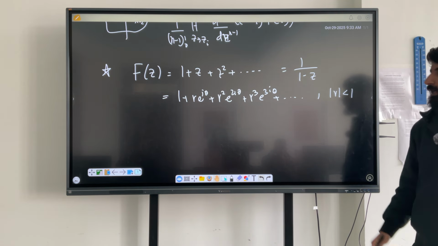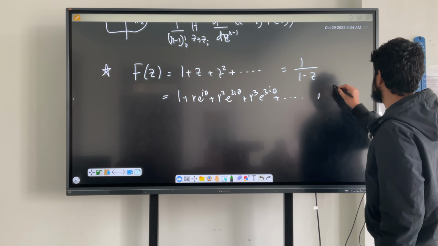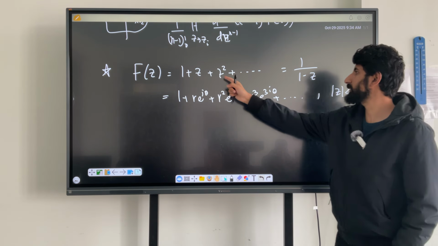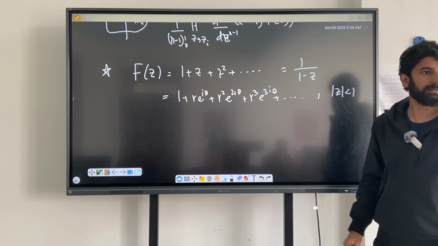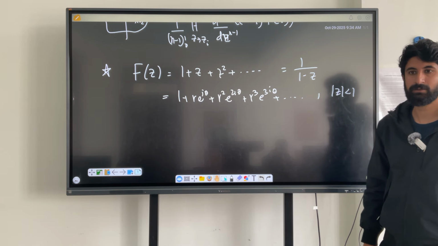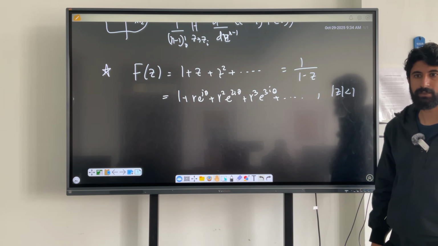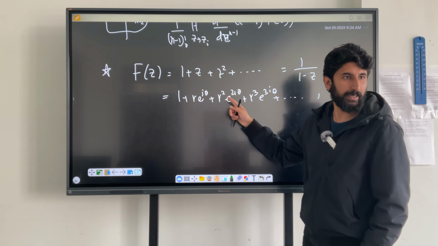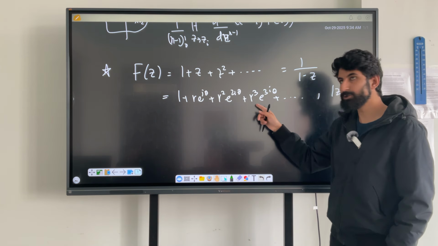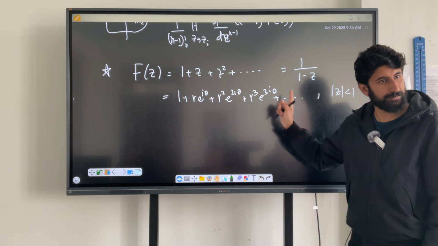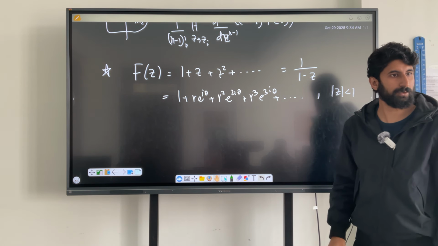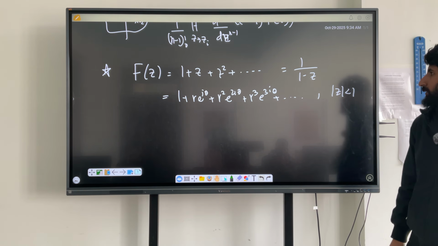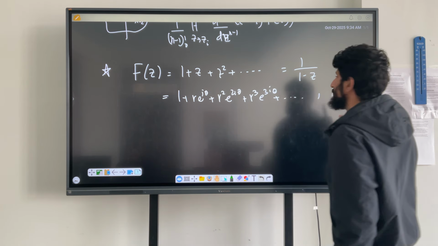So this series will give you a finite answer only when, and r is mod z, right, mod z is less than 1. So this series is equal to 1 over 1 minus z only when mod z is less than 1. Because let's say r is half. Half square is 1/4, half cube is 1/8, and then it becomes smaller and smaller. Is that fine? So this series converges when mod z is less than 1.